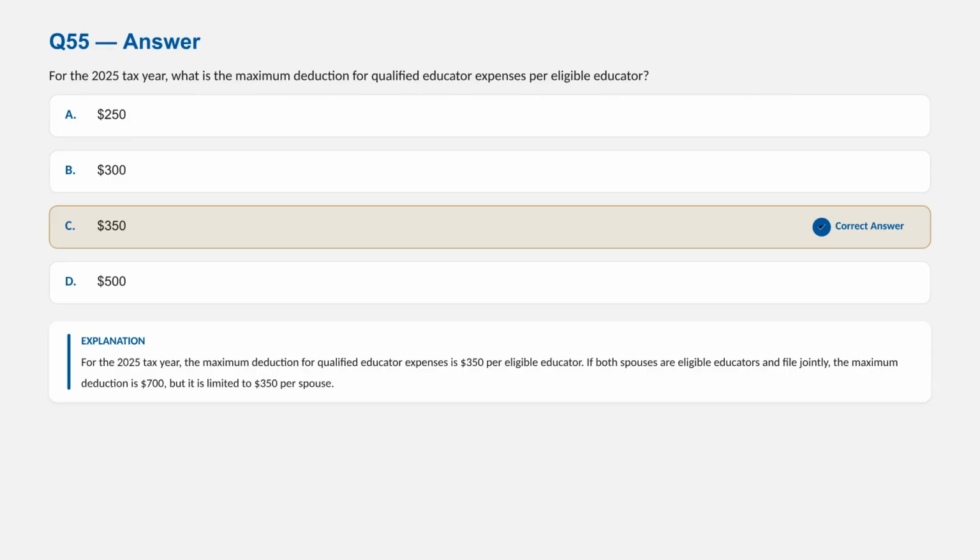The correct answer is C. $350. For the 2025 tax year, the maximum deduction for qualified educator expenses is $350 per eligible educator. If both spouses are eligible educators and file jointly, the maximum deduction is $700, but it is limited to $350 per spouse. Great. Now let's move to our next question.